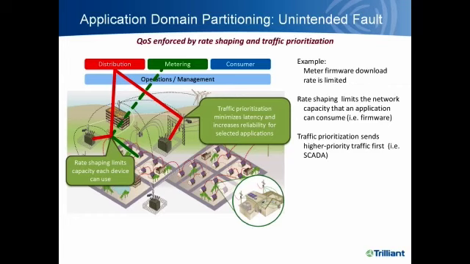This ensures that applications do not interfere with each other in unintended ways, ensuring that high-priority traffic is not dropped or delayed. For instance, during meter firmware download, data may be sent to millions of meters. Traffic prioritization results in the forwarding of SCADA traffic before the latency-tolerant firmware download traffic. Additionally, rate shaping limits the firmware download traffic to its fair share of the overall network capacity, preserving capacity for the SCADA traffic.